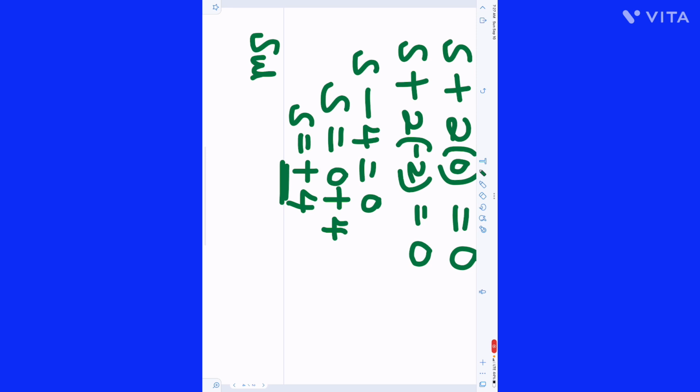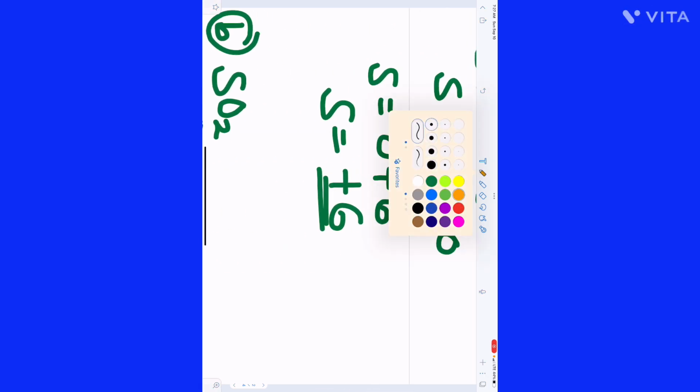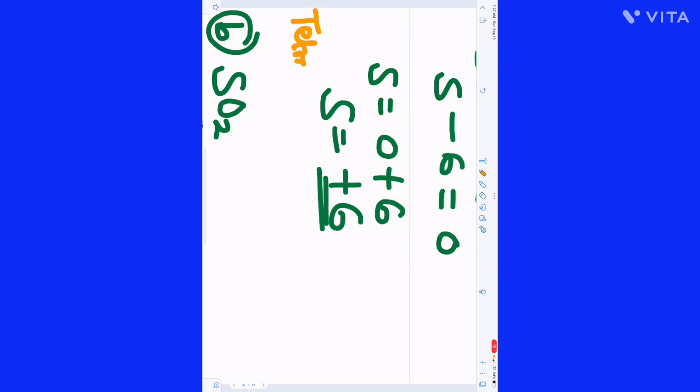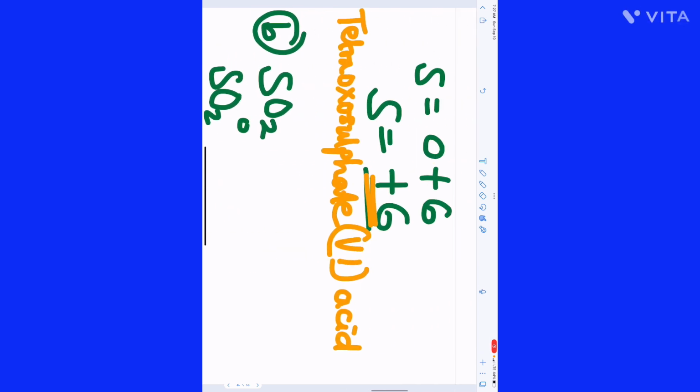That's why we call this compound sulfur 4 oxide. You understand? Oxidation number is also used in naming compounds. Here too, this is why we call H2SO4 tetraoxosulfate 6 acid. It's an acid, but a tetraoxosulfate 6, because the oxidation number of sulfur in the compound is 6. Exactly. Let's continue.